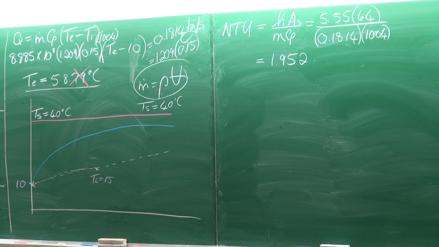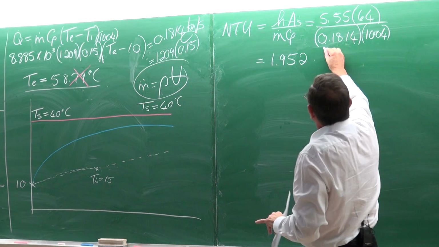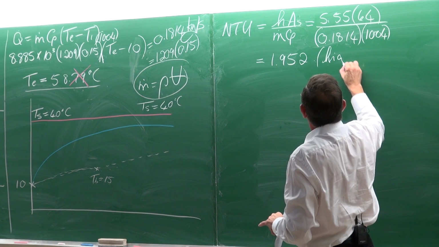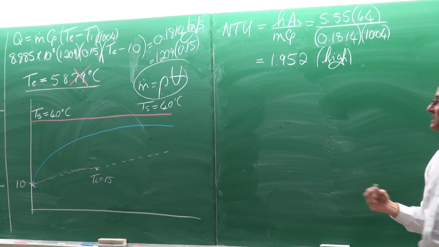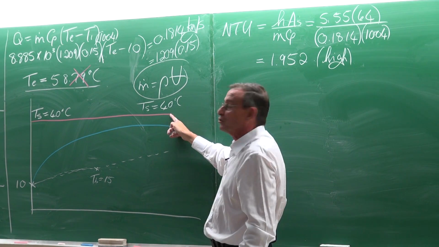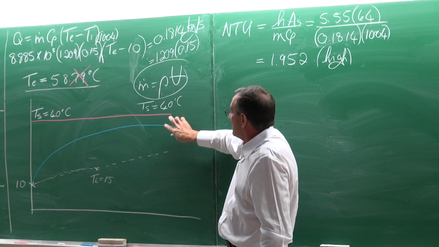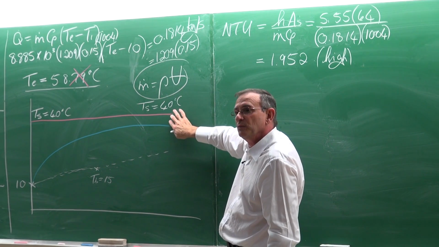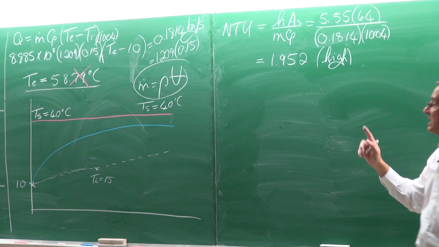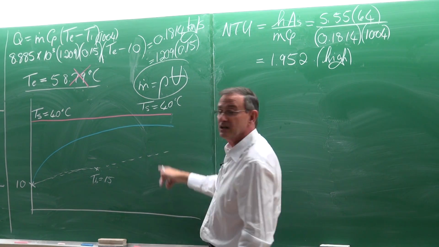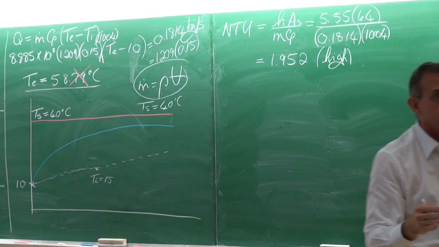Okay, the NTUs. Now this is actually a relatively high value. I've showed you previously that if the NTUs is equal to 3, then it means that that temperature and that temperature are going to be approximately the same. So with this NTU value, you can really expect quite a significant increase in temperature.